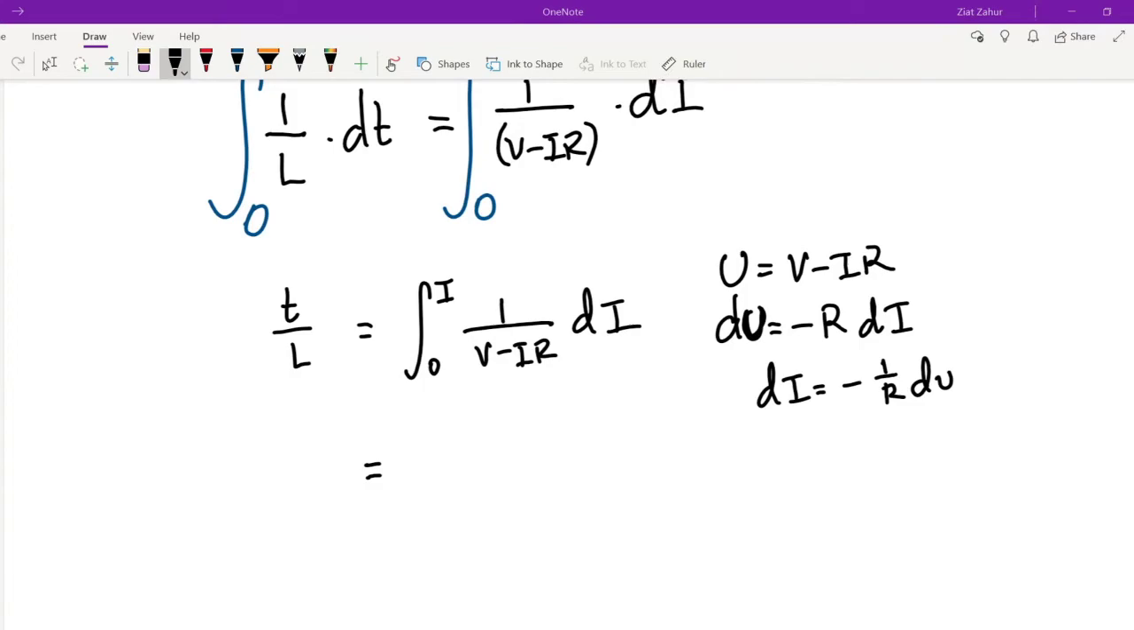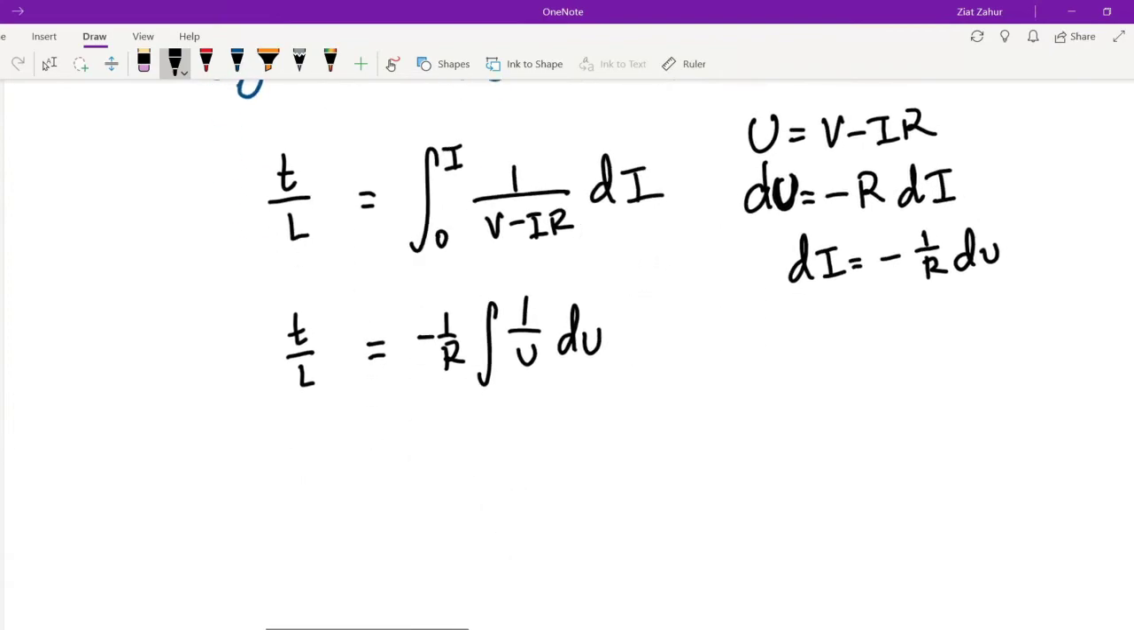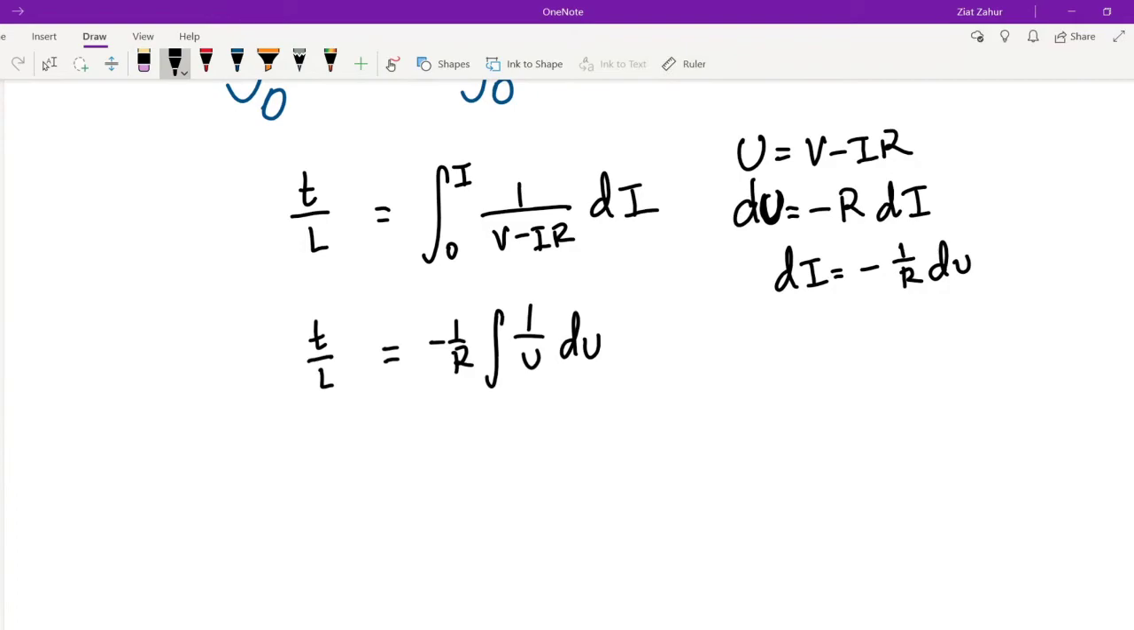All right, let's go and replace the dI. And so what do we have? On the left side we have t over L. On the right side we have negative 1 over R, negative 1 over R, integral of 1 over u times du. Now I'm not going to change my bounds because I'm just going to do the integral and then resubstitute so that we can keep our bounds. Yay. We can move stuff around from here. You can see how it's negative R over L times t.